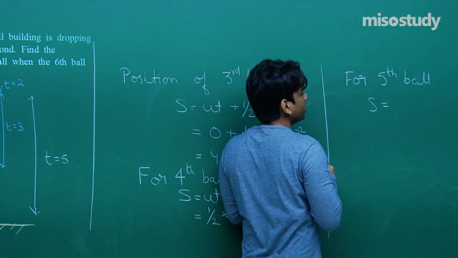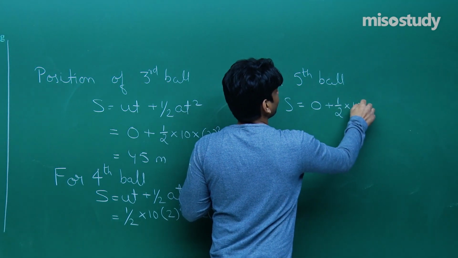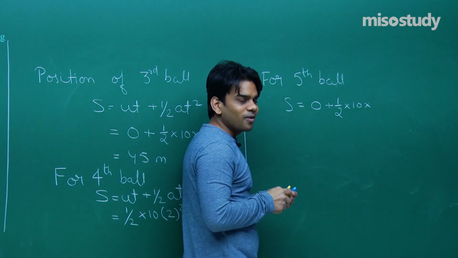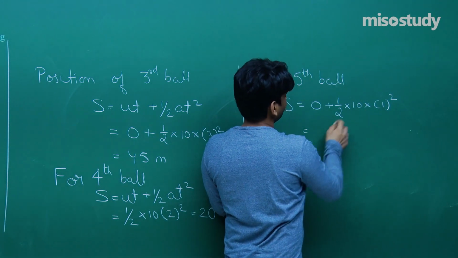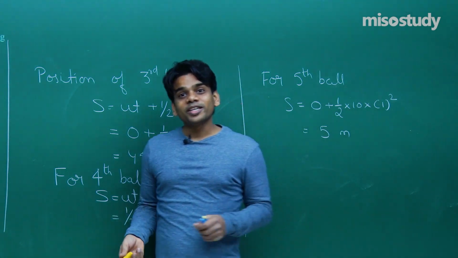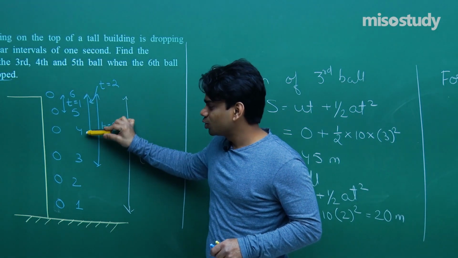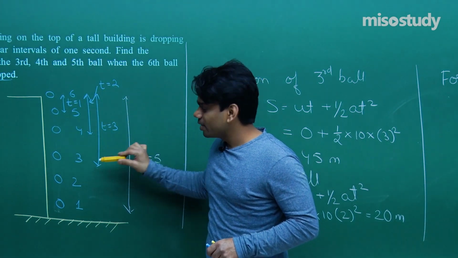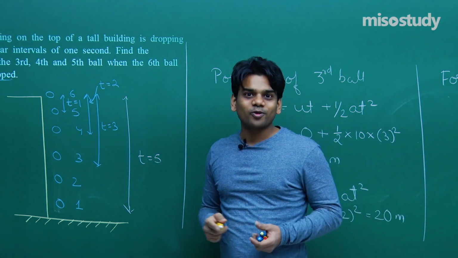S equals ut, u is 0, plus half into 10 into fifth ball would have traveled only 1 second. So this comes out to be half into 10, that is 5 meter. So 5, 20, 45. This would have traveled only 5 meter. This would have traveled 20 meter. And this would have traveled 45 meter. This is the position of the third, fourth and fifth ball. This was the requirement of the question.